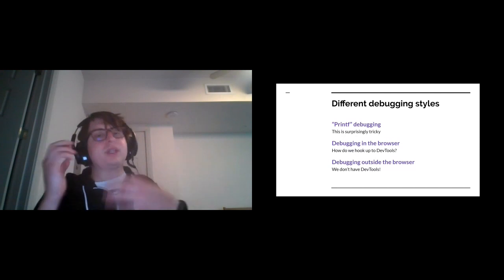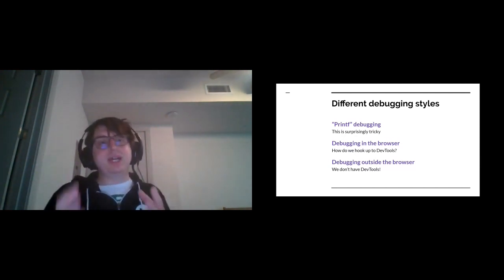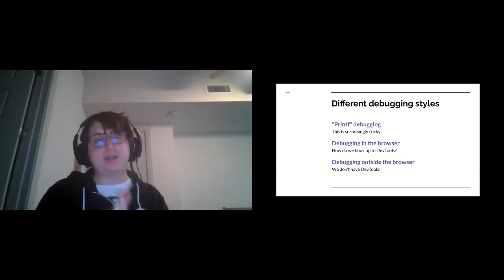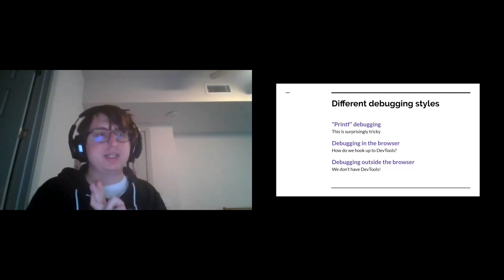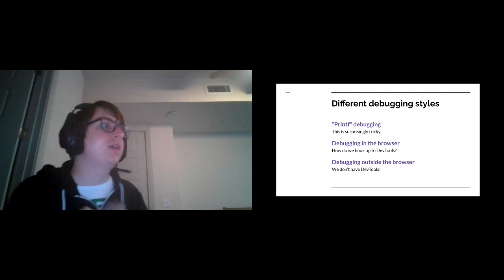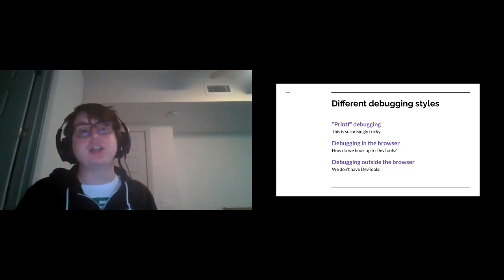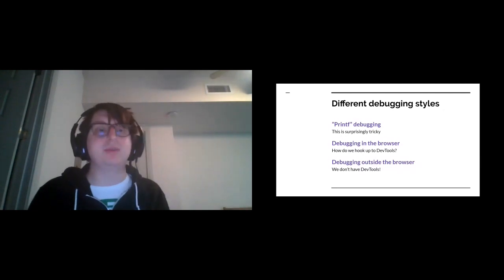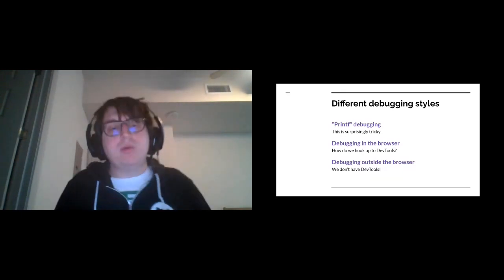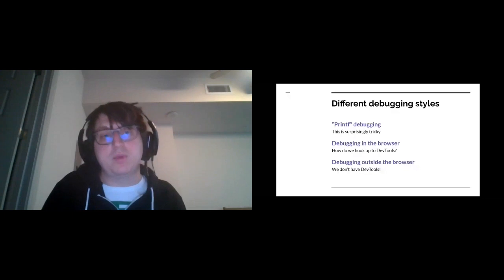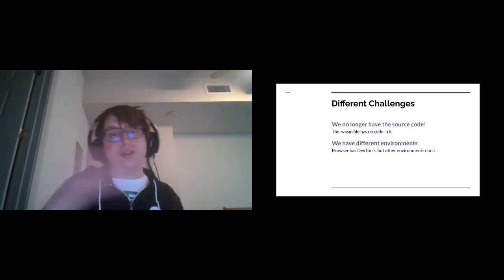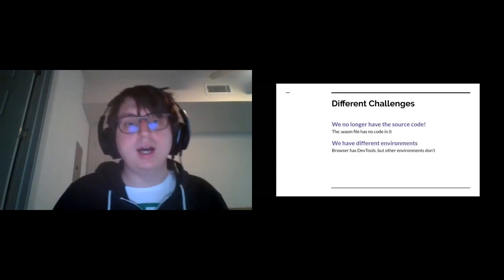So I think the real key here is that debugging means different things to different people, and they do it in different environments. That's fundamentally what makes this challenging: you can't just say, okay, this is how we're going to debug the code. You need to support people in whatever way they want to do the debugging and whatever environment they want to do it in. So when we talk about working on debugging for WebAssembly, that's going to be one of the largest challenges. There are also some other challenges beyond that.